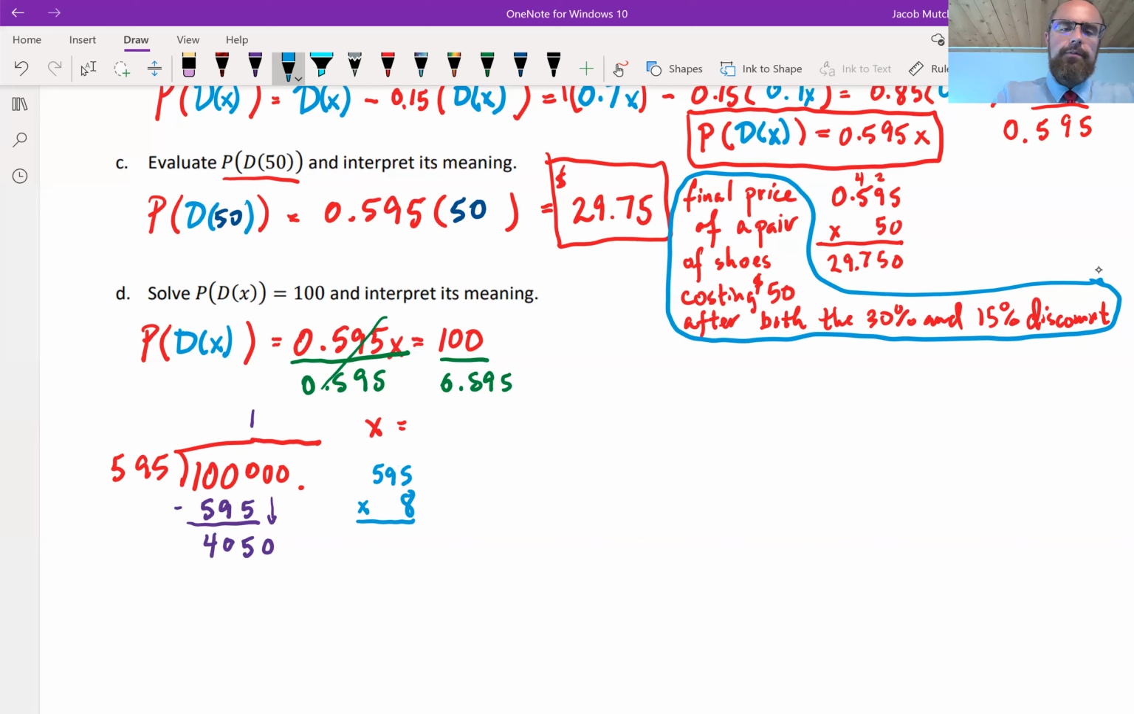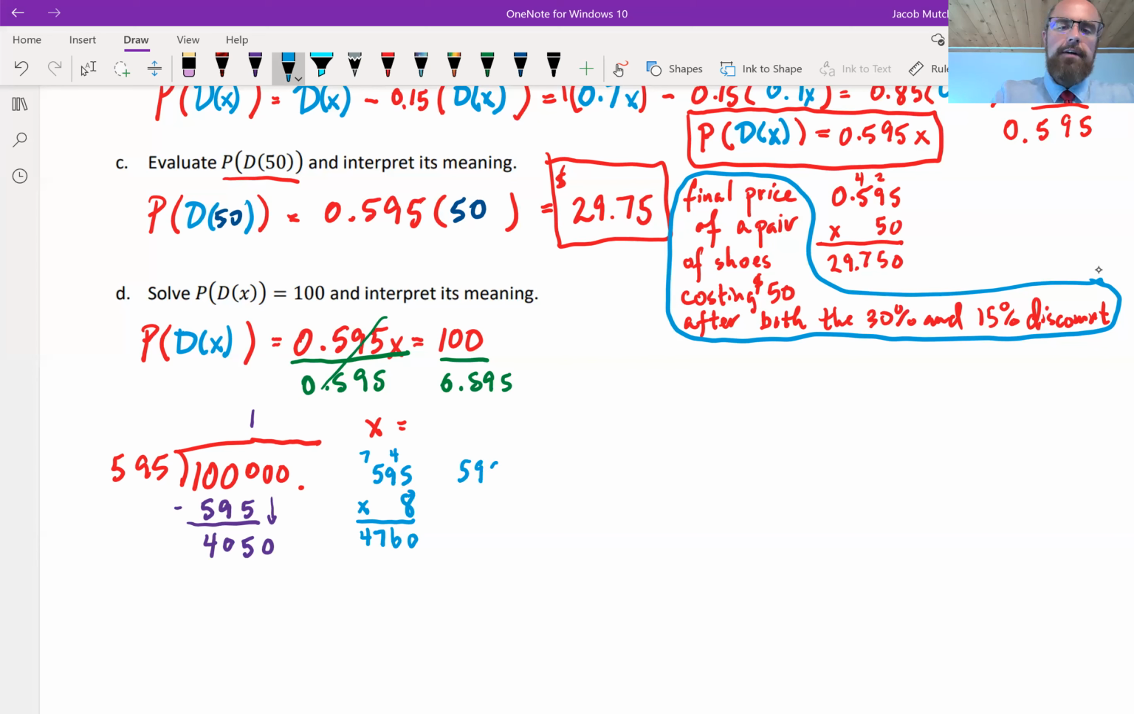So 8 times 5 is 40. 9 times 8, 72, plus 4, 76. 8 times 5 again, 40. Plus 7 is 4760. So that's definitely an overestimate. Let's back down to 7.